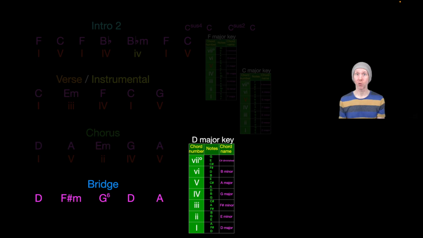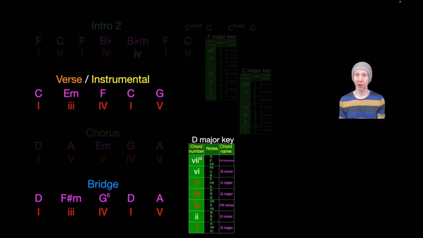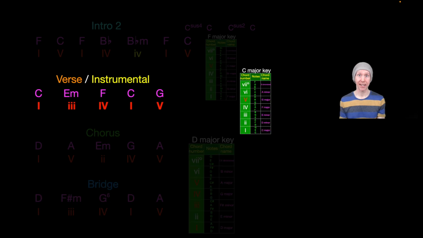The bridge section remains in the key of D major and uses chords 1, 3, 4, and 5. Note that this is the exact same chord progression that the verses use, 1, 3, 4, 5. The only difference is the verse progression is in C major and the bridge progression is in D major.